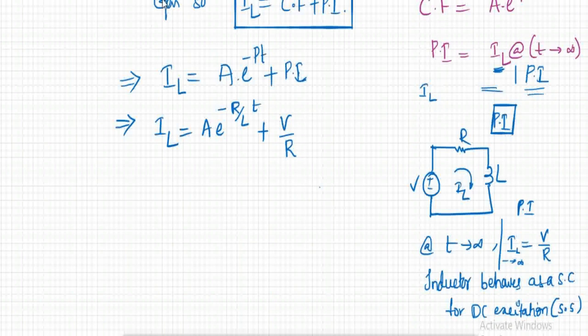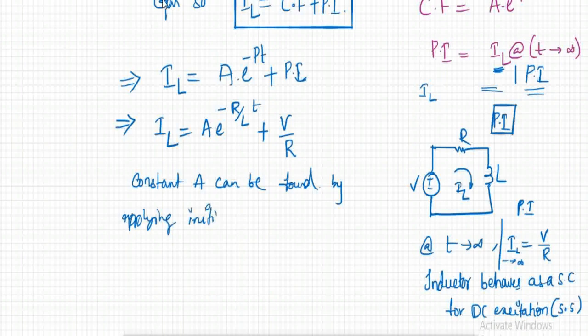Now, let us see here. We need to find constant A here. Constant A can be found by applying initial conditions. I have already explained you. We need to apply initial conditions of the circuit.